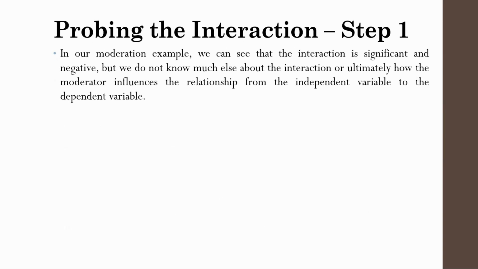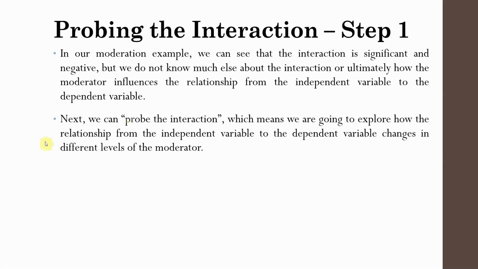Now step 1. In our moderation example, we can see that the interaction is significant and negative, but we do not know much else about the interaction or ultimately how the moderator influences the relationship from the independent variable to the dependent variable. Next, we can probe the interaction, which means we are going to explore how the relationship from the independent variable to the dependent variable changes at different levels of the moderator. At the high level of the moderator, what is the relationship? At the low level of the moderator, how is the relationship?